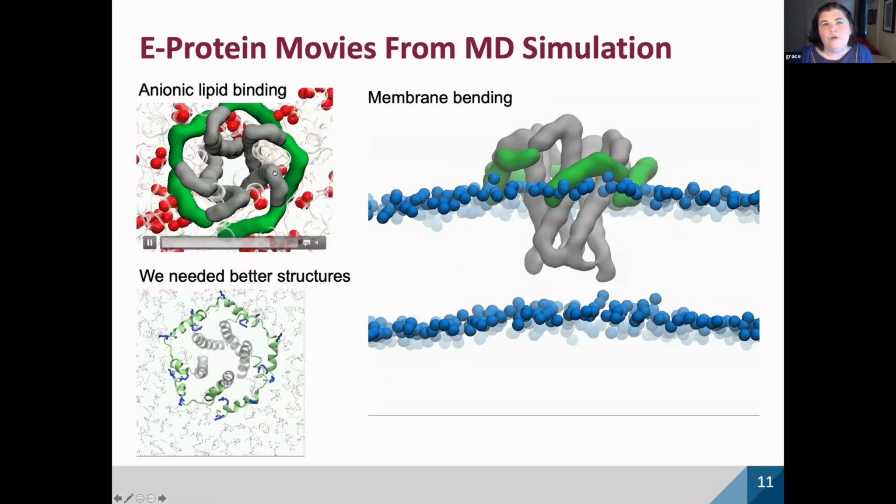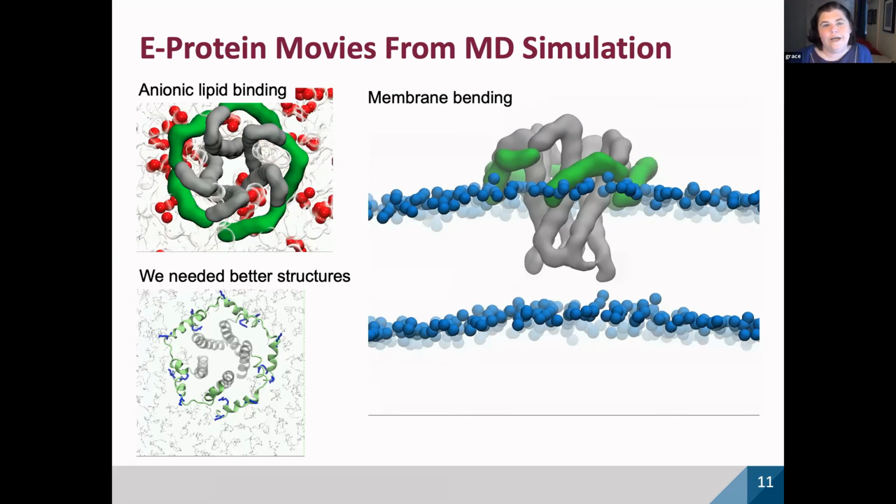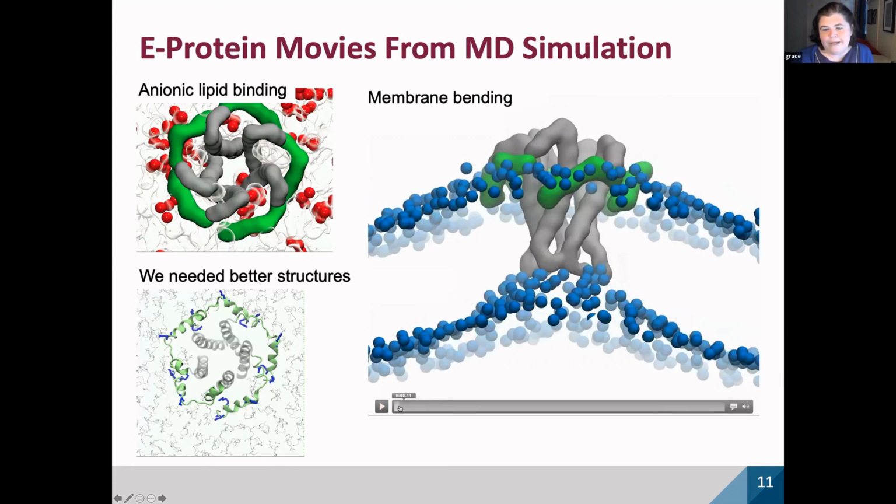And so if we were able to get cryo-EM structures of this protein, then potentially we could have specifically bound lipids and how they interact with the protein shown in the structure. We don't have that, so we need to use coarse-grained simulations to figure out where lipids bind. This is, I'm just going to pull this through, a movie of the membrane bending.